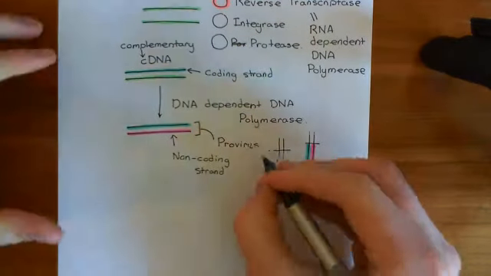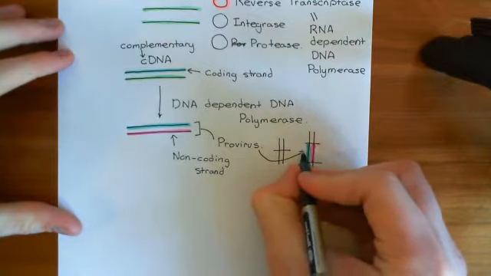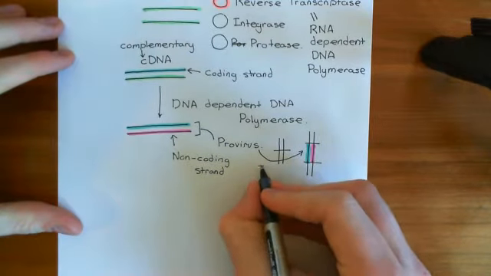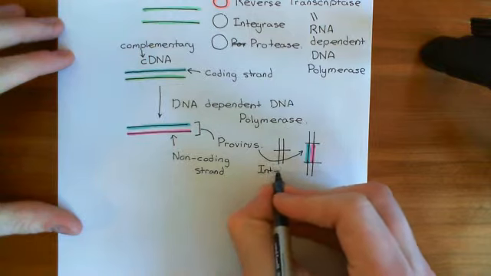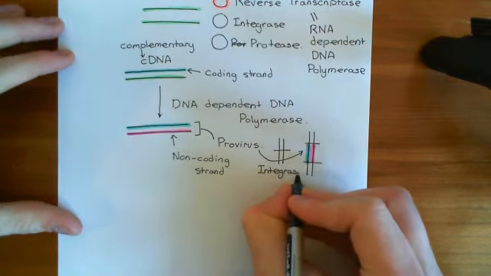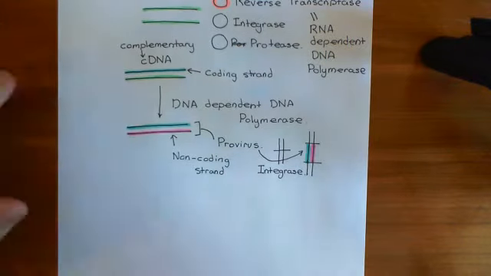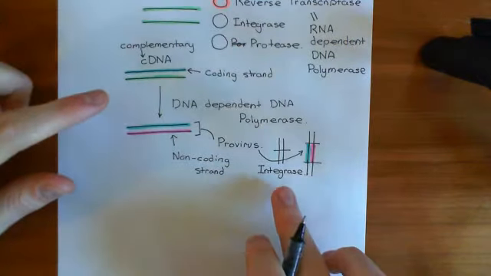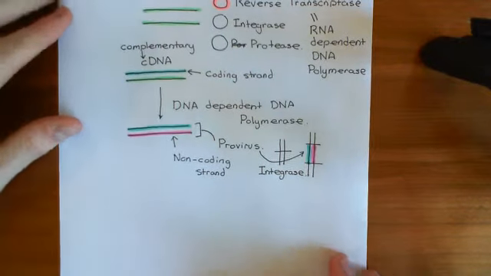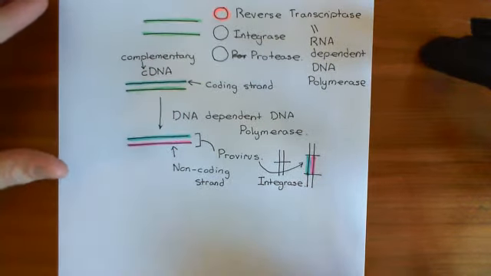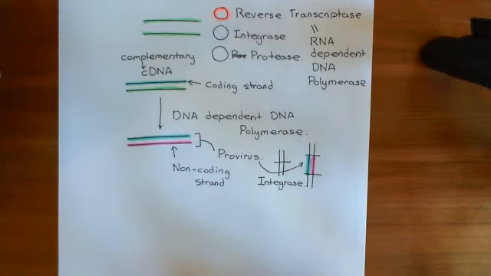Okay, so now the HIV provirus is inserted into the human genome, and the enzyme which does this is the enzyme integrase. This is an essential part of the HIV life cycle: the single-stranded RNA that we had within the nucleocapsid is converted into a provirus, and then the provirus is inserted into the human genome. For this to occur, we need the HIV integrase and also the HIV reverse transcriptase to be functioning. Therefore, these enzymes are key drug targets.